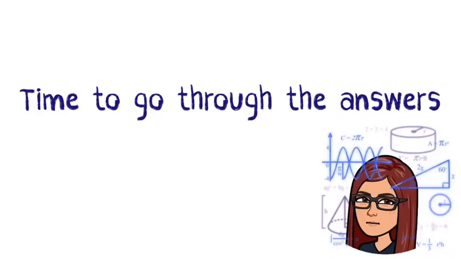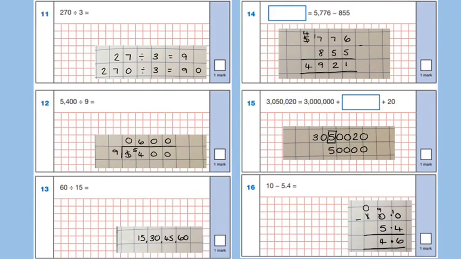Okay, time to go through the answers then. So first question then. We've got 270 divided by 3.